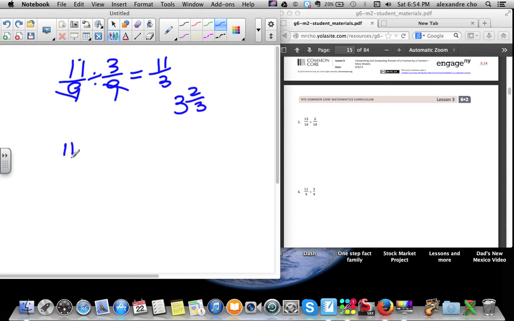If you're not comfortable with that way, you can do it by multiplying. So 11 over 9 times, flip it, it becomes 9 over 3. Numerator with numerator, so it's 99. Denominator with denominator is 27. Okay, let's see, 27 goes into 99.